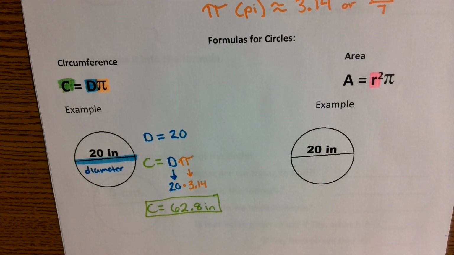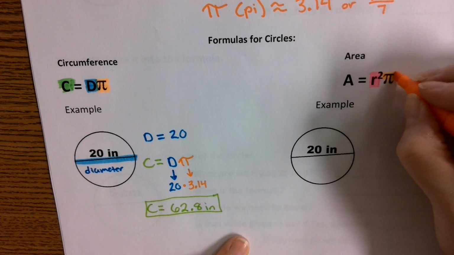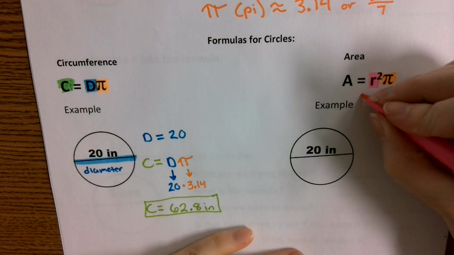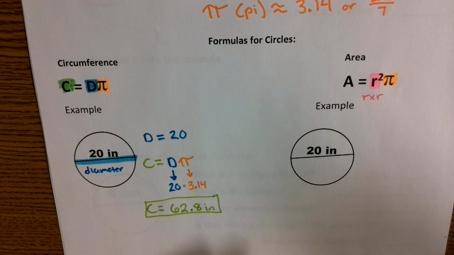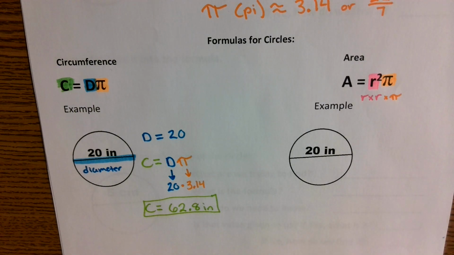Because I can't tell you how many people will always say, oh, 4 squared is 8, because they did 4 times 2 instead of 4 times 4. So if you need to, there's nothing wrong with saying, hey, I'm going to remember it as r times r times pi. Nothing wrong with doing that. Okay, so in a problem like this, can you stop?